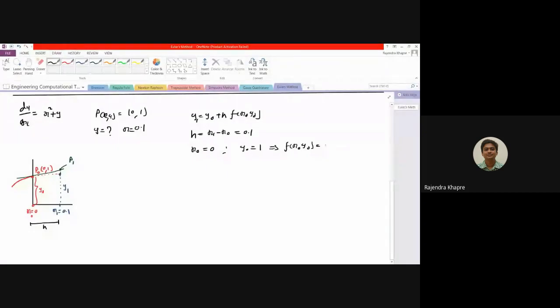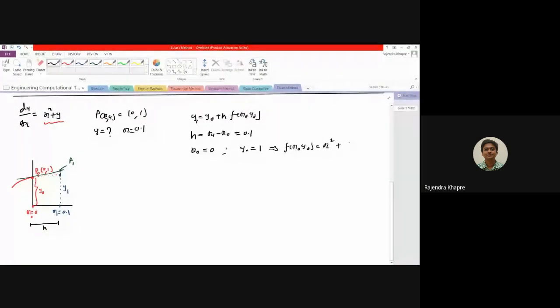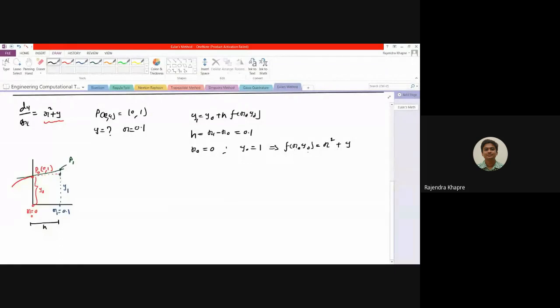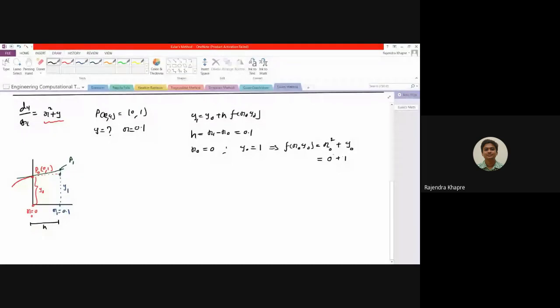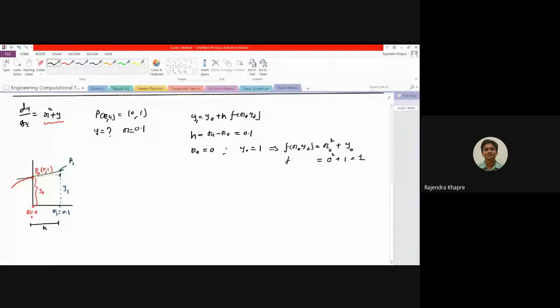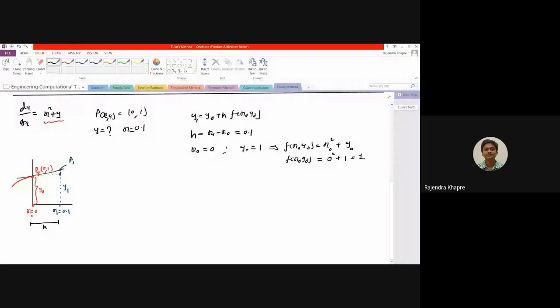The function given to you is x square plus y. I'm going to write down x square plus y, but since we are calculating for x0 and y0, this becomes x0 square plus y0. If you substitute the values, this is 0 square plus 1, which gives the value 1. So in short, f of x0 and y0 is nothing but 1.